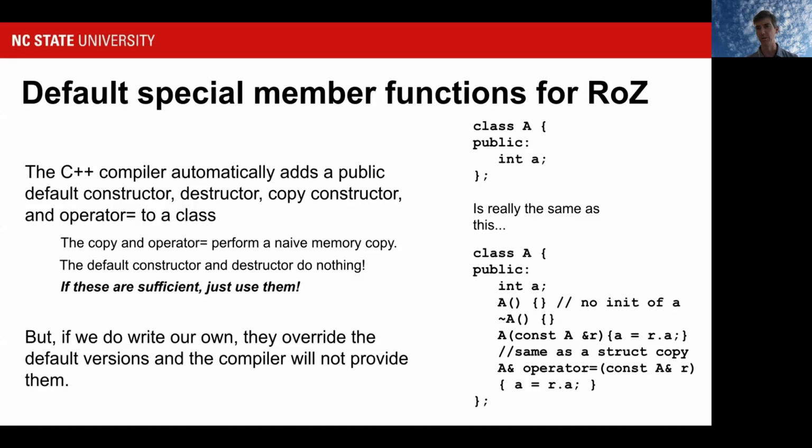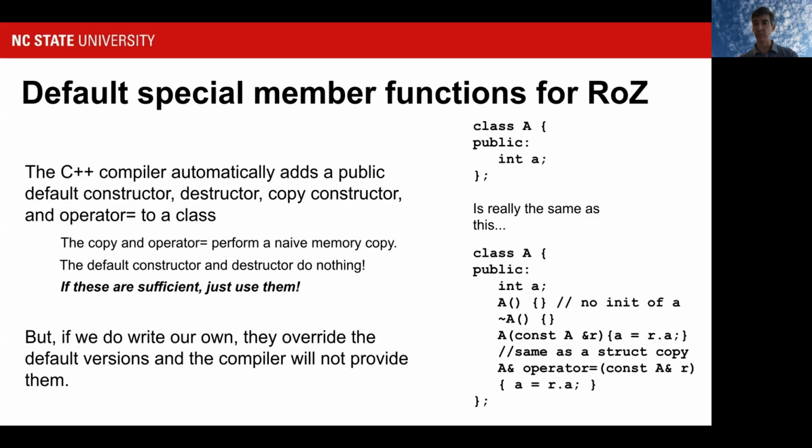That's what the rule of 0 says. Since all I have is an integer in here, I'm not allocating any memory, I'm not doing anything special, then the compiler makes all this stuff for me. It's good enough, I should just use it. Default, kind of this naive struct copy is good enough. They do nothing, but they're good enough.